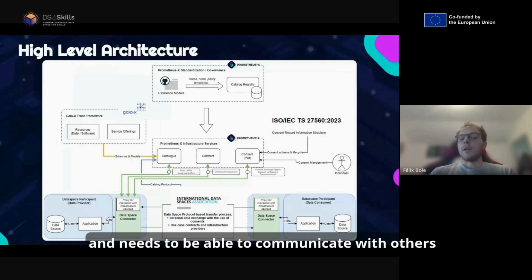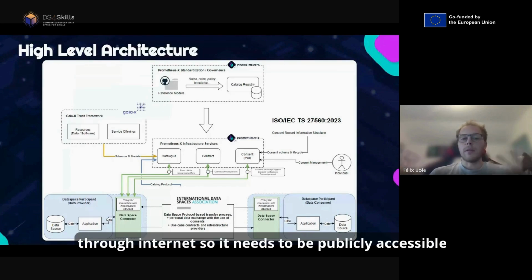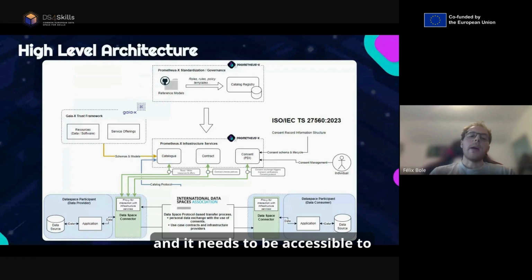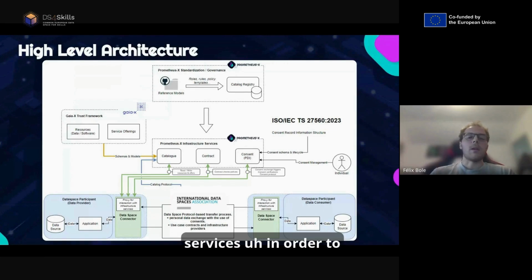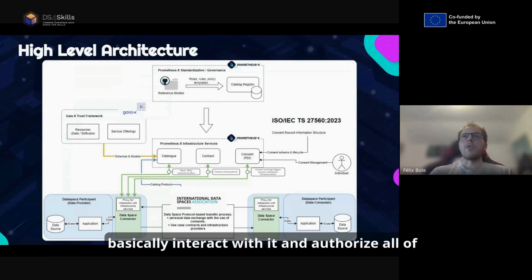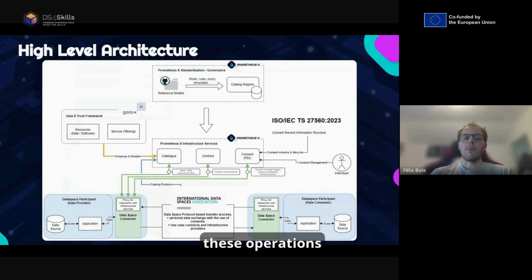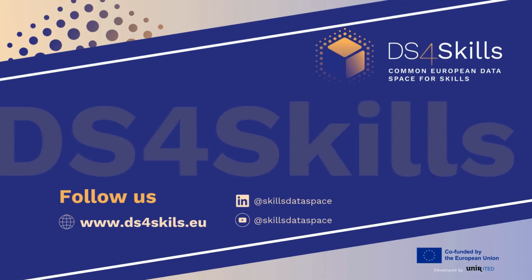It needs to be able to communicate with others through the internet, so it needs to be publicly accessible. And it needs to be accessible to the Visions Trust ecosystem, so the core Prometheus X services, in order to basically interact with it and authorize all of these operations.